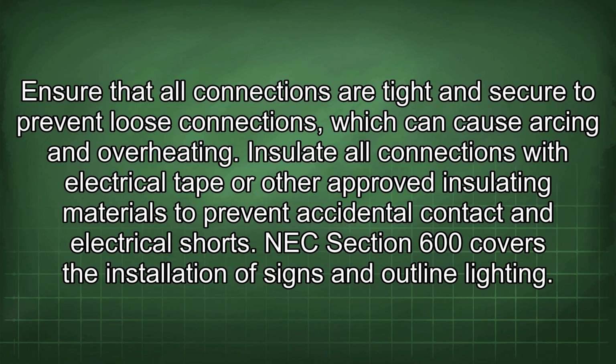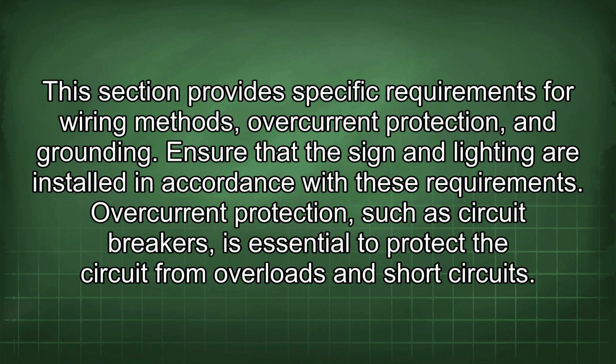NEC Section 600 covers the installation of signs and outline lighting. This section provides specific requirements for wiring methods, overcurrent protection, and grounding. Ensure that the sign and lighting are installed in accordance with these requirements. Overcurrent protection, such as circuit breakers, is essential to protect the circuit from overloads and short circuits.